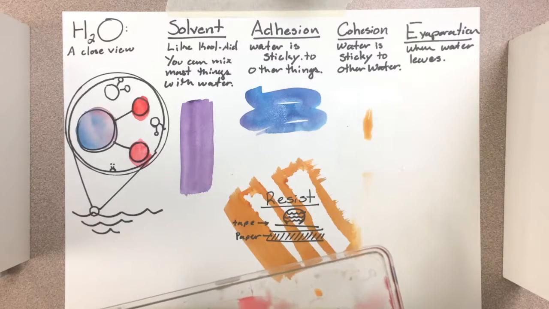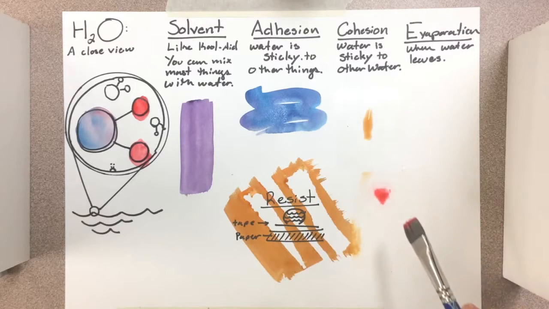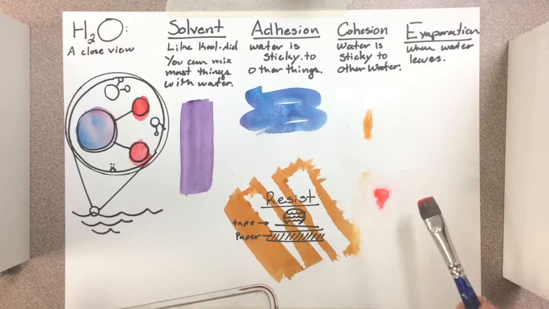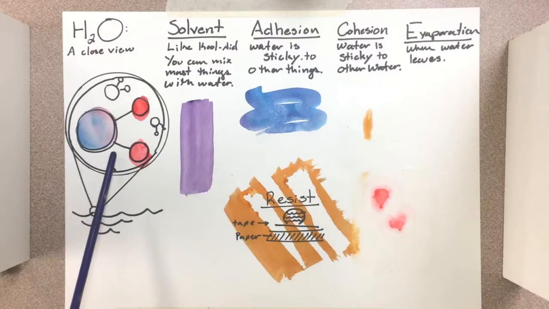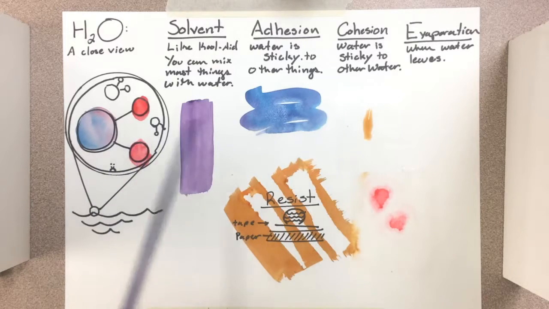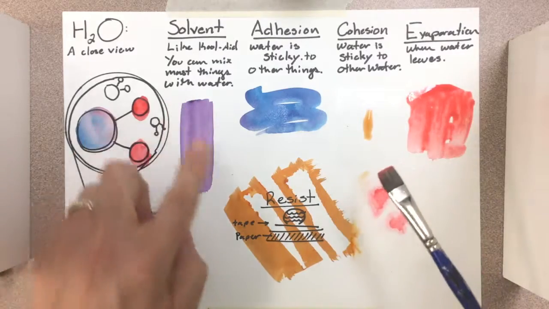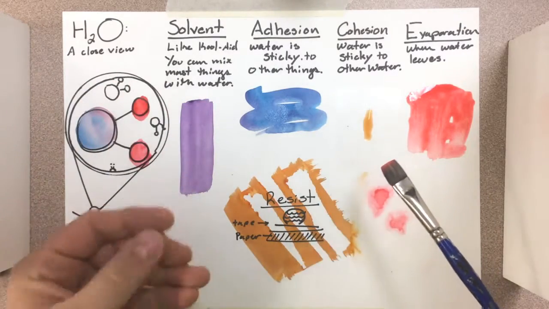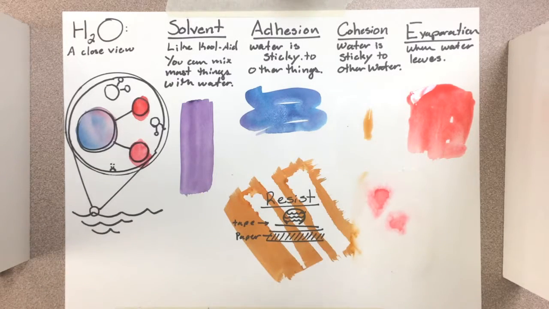So here we go, okay? I'm going to just drop some color into this area here, and you see how it spreads out? It spreads out in that direction because on an atomic level, the water is getting drawn to each other through its hydrogen bonds. Now, when all this water evaporates, it leaves us with the color, and the color adheres to the paper, and that's what creates our beautiful art. And so that's how we use the properties of water to make our art.